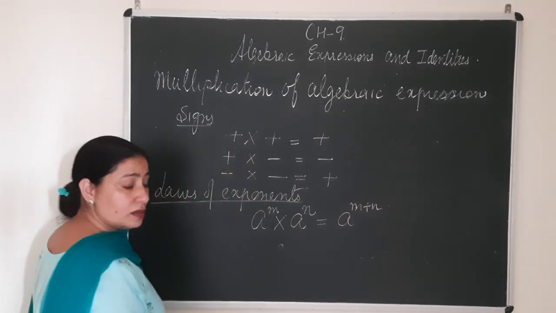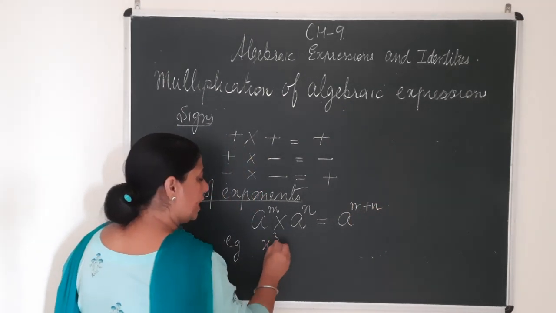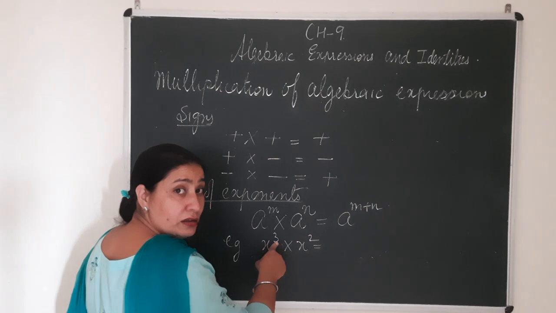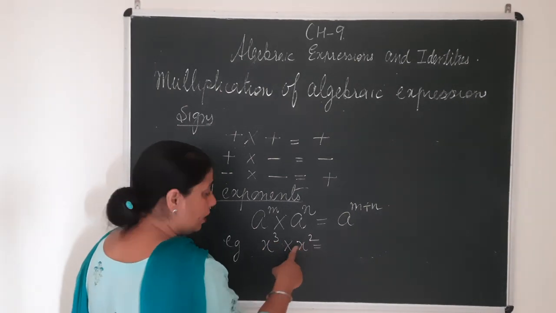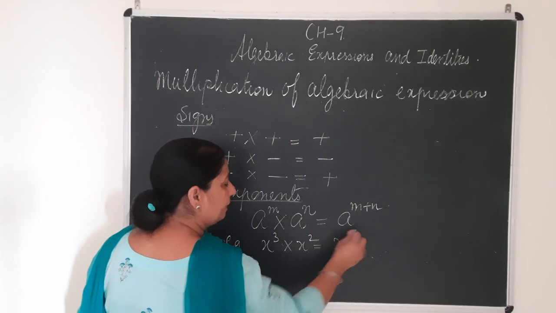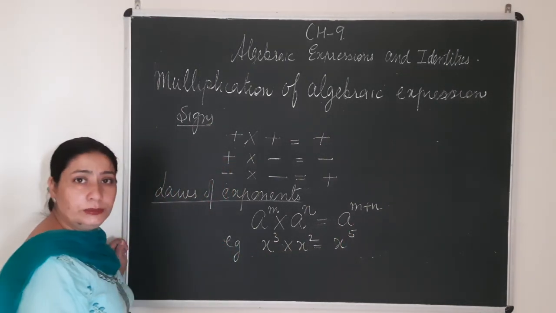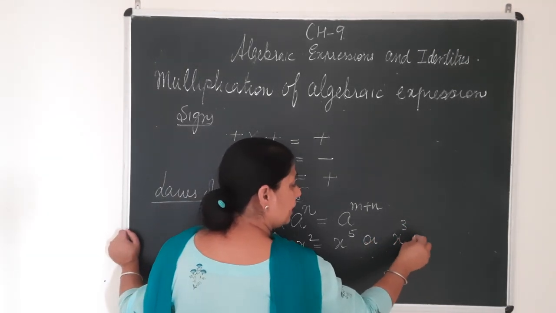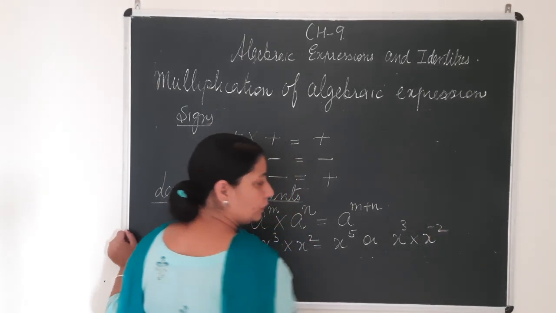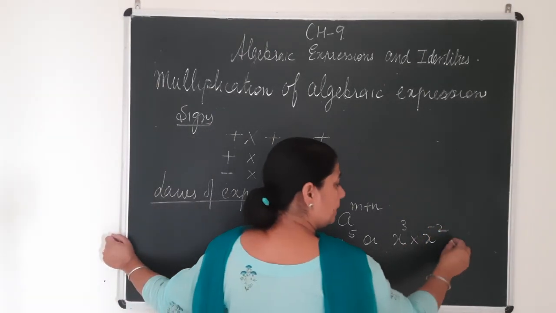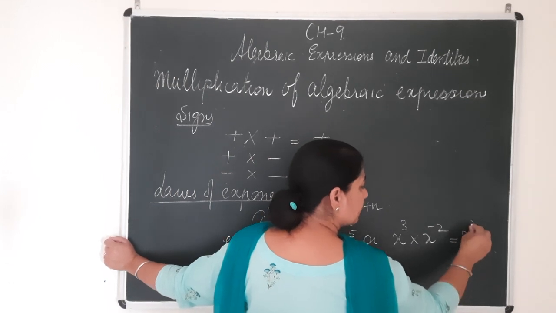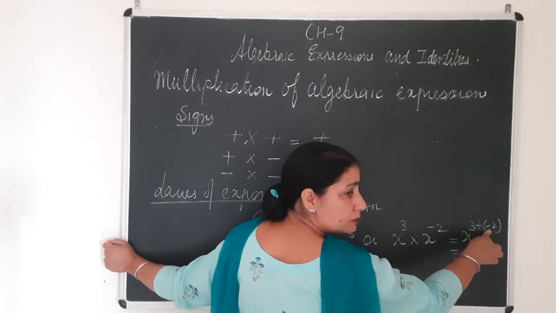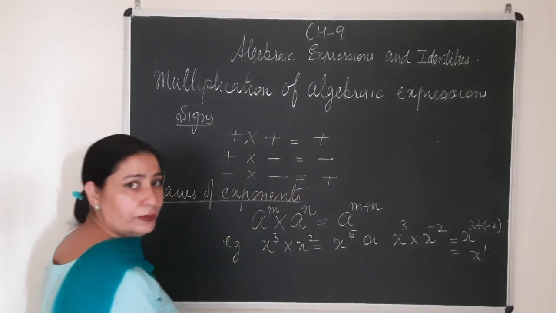We add the powers. For example, if I have got x cube multiplied with x square, what is the power of x here? 3. The power of x here is 2. Because there is a multiplication sign, you simply have to add these 2 and write down the power 5. Or I take another example. If I have got x power 3 multiplied by x power minus 2. Clear? Again I have to add the powers. But because I am going to add the powers, 3 plus minus 2, that will become 3 minus 2, which is equal to 1.